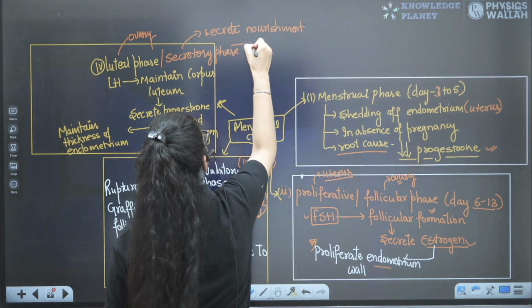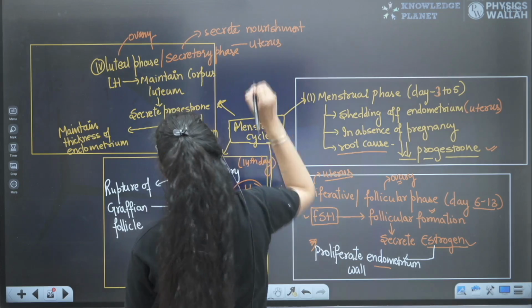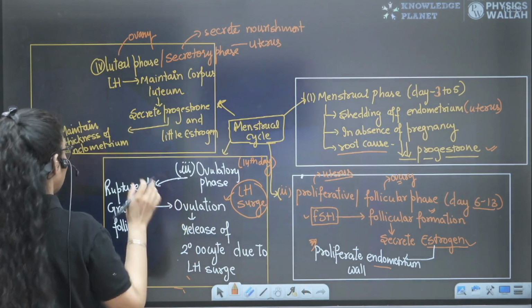So it is happening in the uterus. This change is happening in the uterus. So, corpus luteum is maintained by LH.